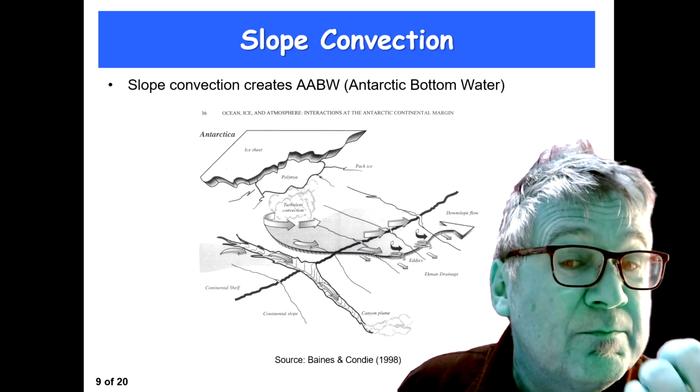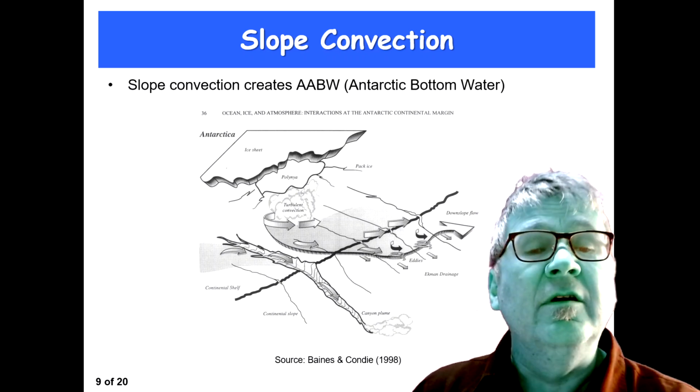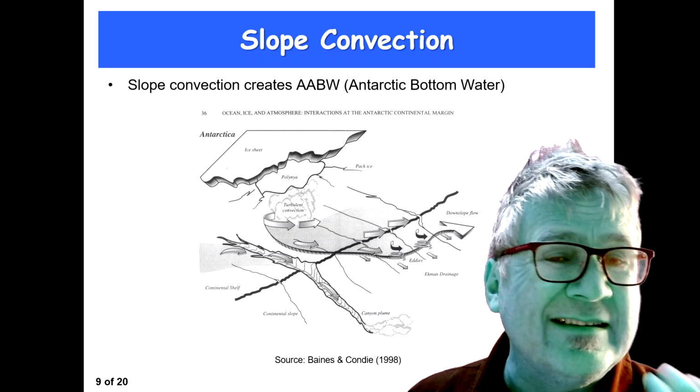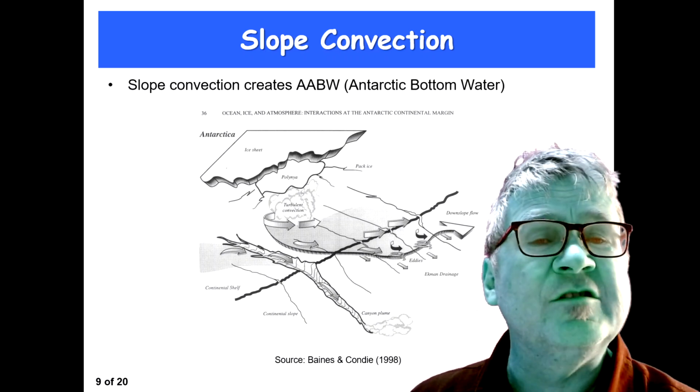Okay, so this is this process of slope convection. And let's have a look at some examples of this slope convection. How can you identify the process of slope convection?